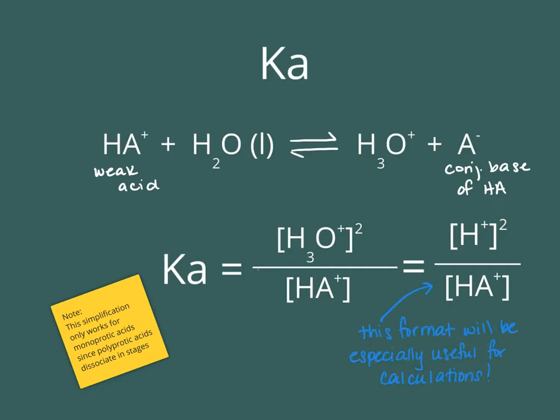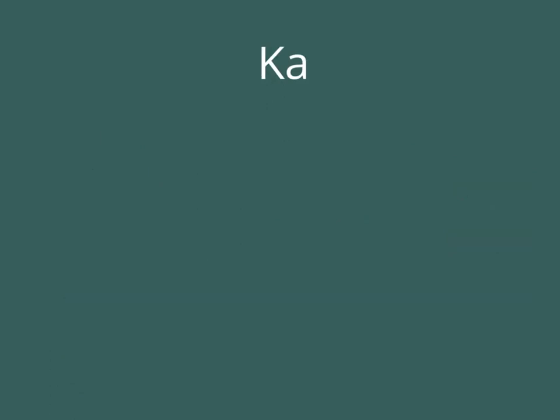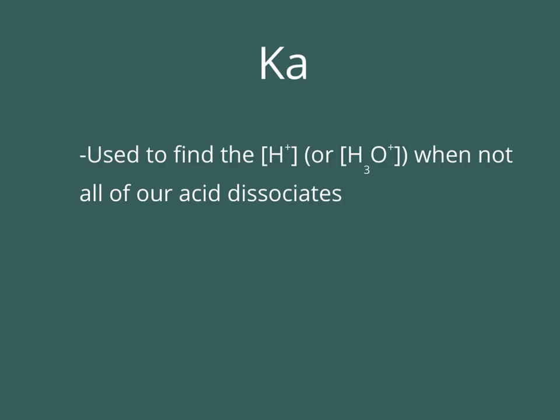So a couple things to note about Ka. First of all, what is Ka used for? Well, when we have the dissociation of a strong acid, we can very easily find the concentration of our hydrogen ions because we know that that acid is going to dissociate completely. It's a little trickier when it comes to weak acids that don't dissociate completely, and that is what we're going to use Ka for, to find the hydrogen ion concentration when not all of our acid dissociates.